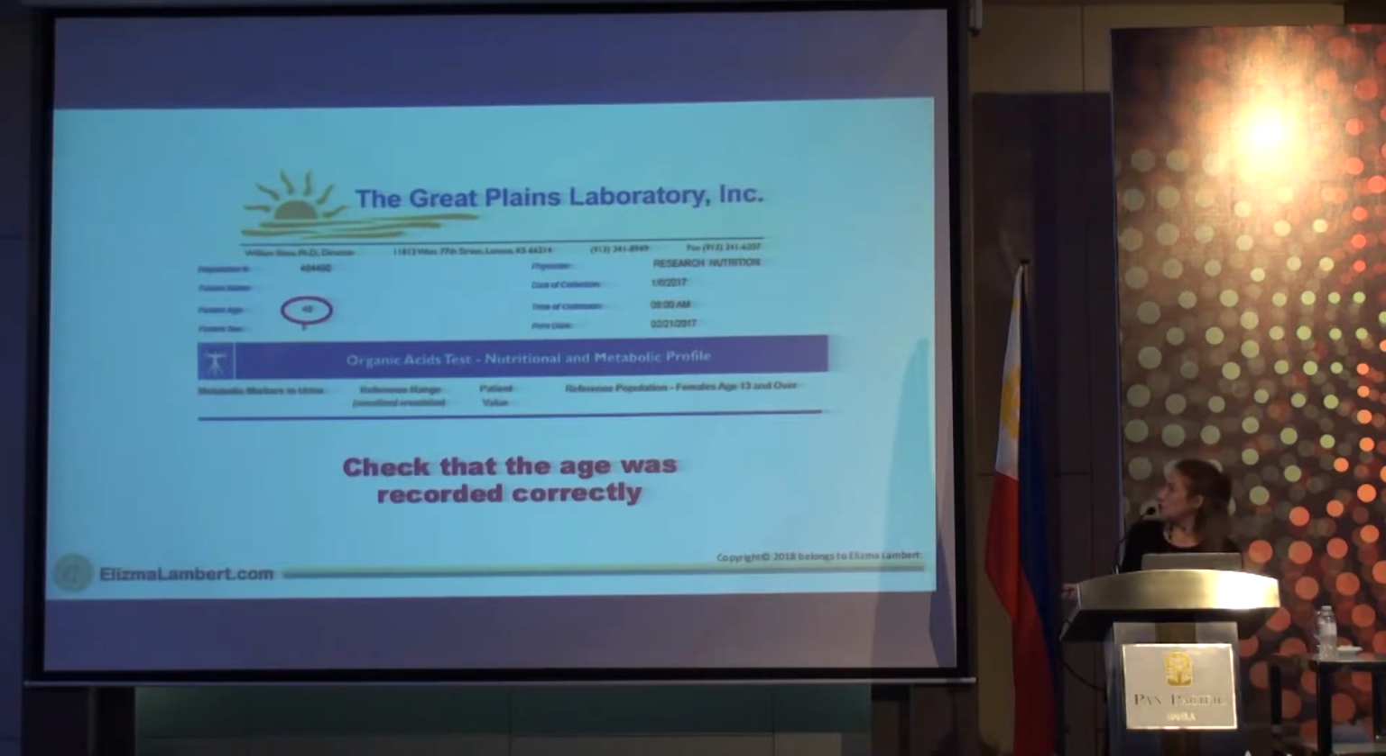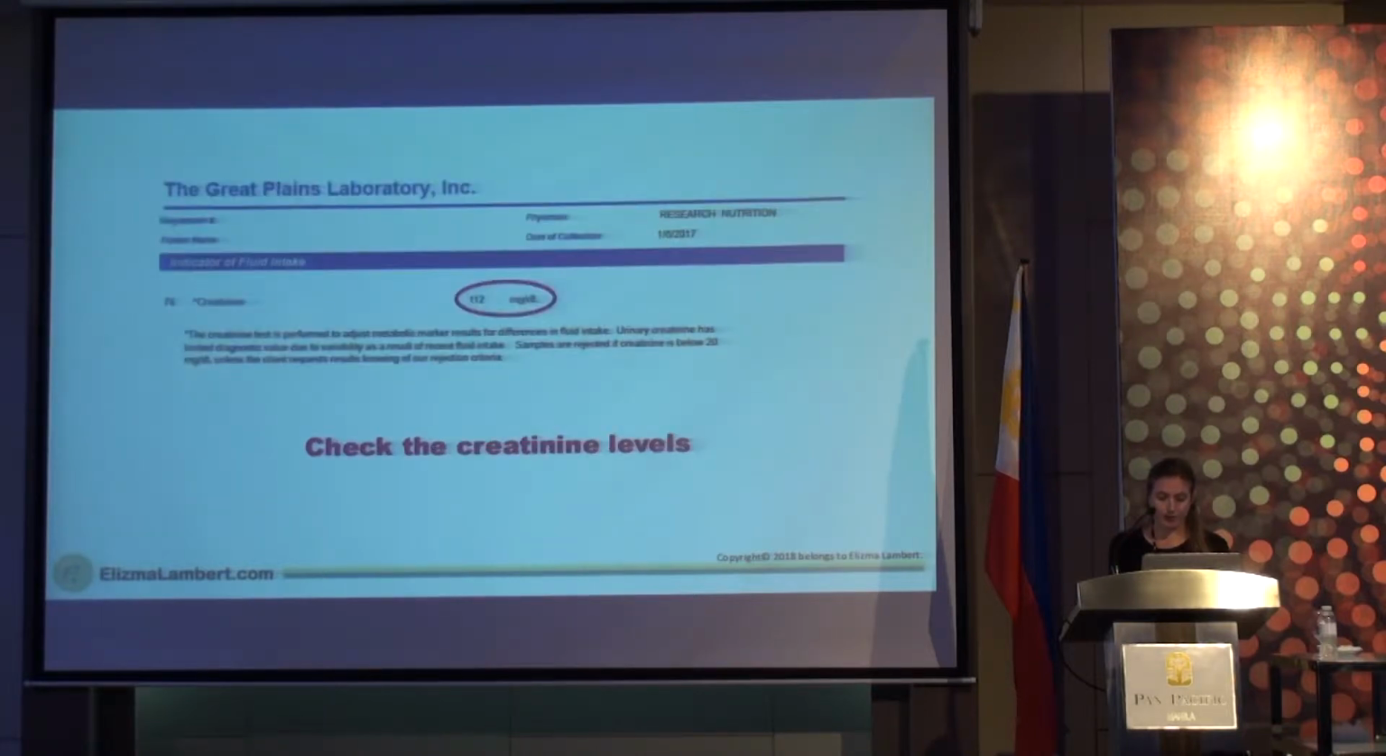So always check the age. I know it sounds silly, but markers are corrected based on the age of the person. So make sure that the age of the person has been recorded correctly, because I've had test results come back where they've recorded the age as 0, and obviously it skews the results. That's just an error of them putting the wrong age in. So just really check that, because it can affect how you're going to treat that person.